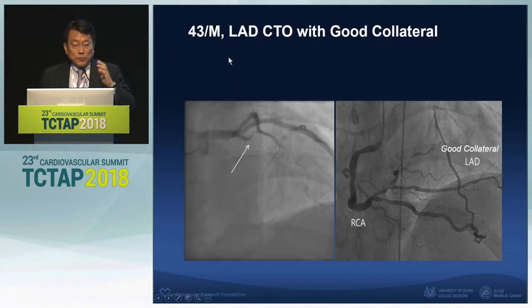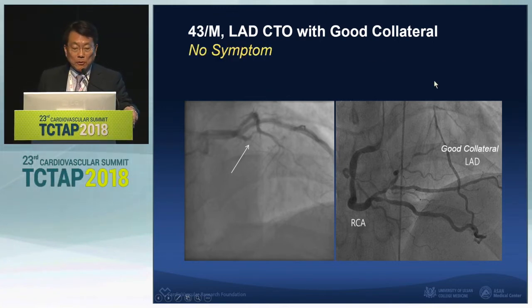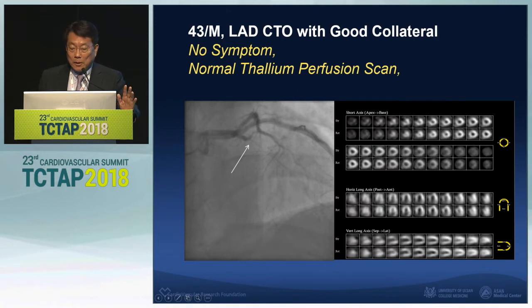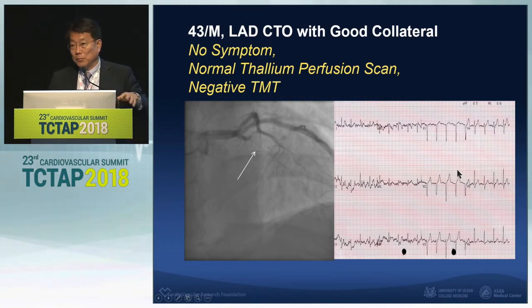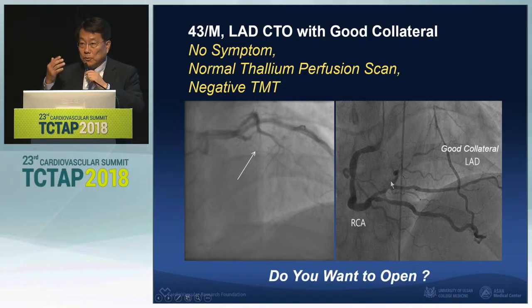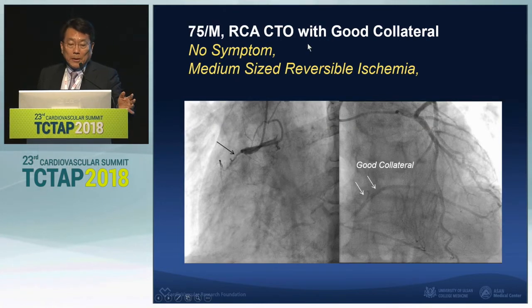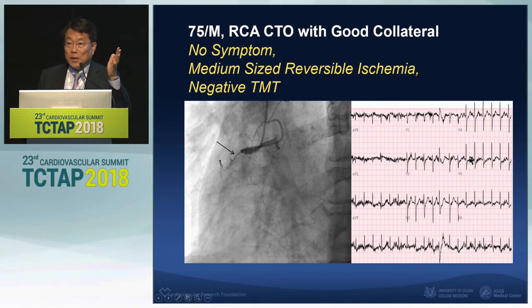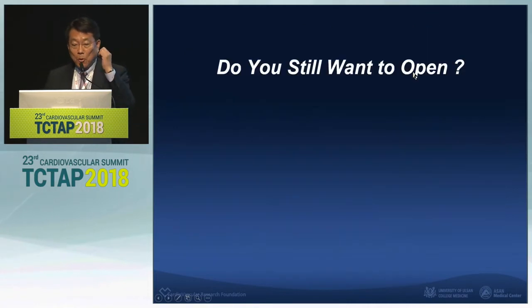Okay, look at this: 43, very young gentleman, LAD CTO with relatively good collaterals, actually no symptoms, normal perfusion scan. This is quite an extreme case, and exercise performance is good, negative treadmill, and good collaterals. Gerald, do you want to open for this patient? Already open, okay. And another case is 75, RCA CTO, quite good collaterals, no symptoms. The reversible ischemia is medium size. Look at this, absolutely negative treadmill exercise test. And still, do you want to open, right? You want to open.